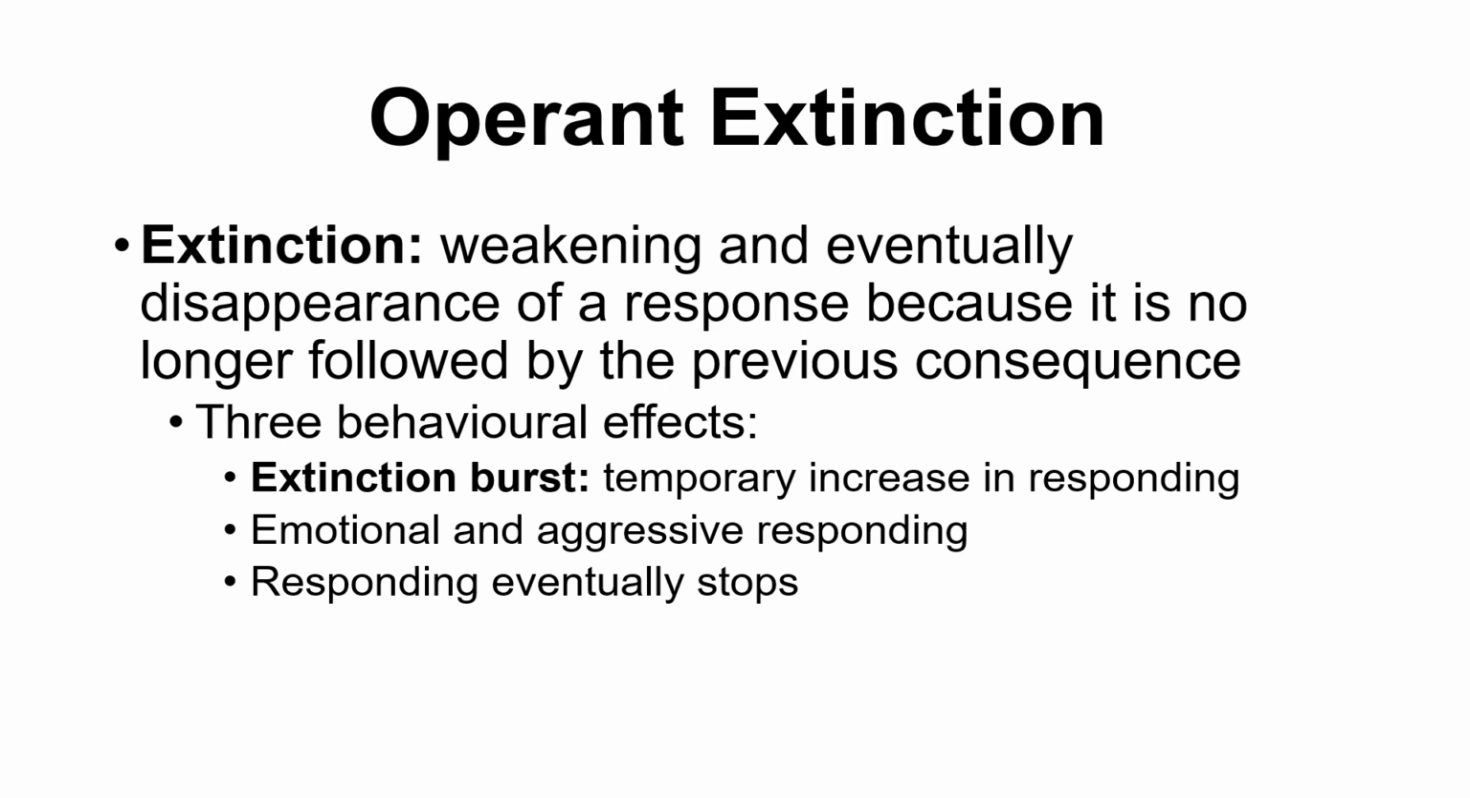So if a rat's been pressing a lever to get food for a really long time, and then all of a sudden pressing that lever doesn't get them food, they're going to press the lever more quickly, more aggressively, in the hopes of getting food from it again. But when that doesn't work, when that sort of angry outburst doesn't help, they will eventually stop responding.